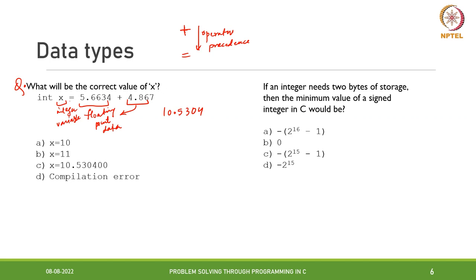Can someone try this out? Try to save this and print it. Print the value of x as an integer using %d and check what the answer will be here.